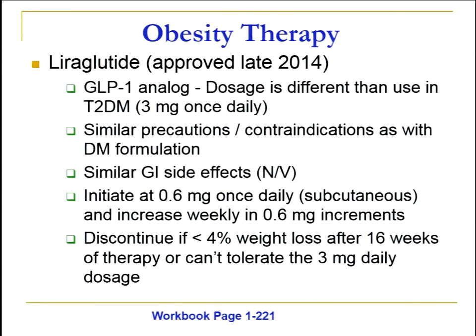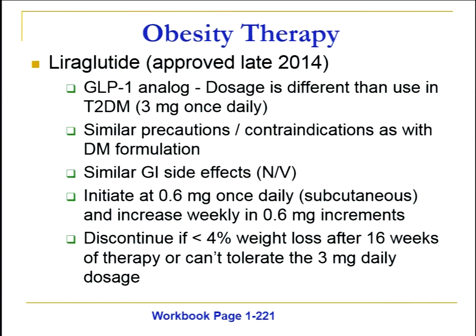We're going to talk about some of the precautions and contraindications of the GLP-1 agonist, glucagon-like peptide 1 agonist, here in a few minutes when we talk about type 2 diabetes. But it has a very similar GI side effect profile, particularly nausea and vomiting. Patients have a lot of nausea and vomiting. It usually will subside over time, but if they take it and they continue to eat, they're going to feel really, really bad. Usually initiate about 0.6 milligrams once daily and titrate up on weekly increments of 0.6 milligrams a week until you get to that 3 milligram.